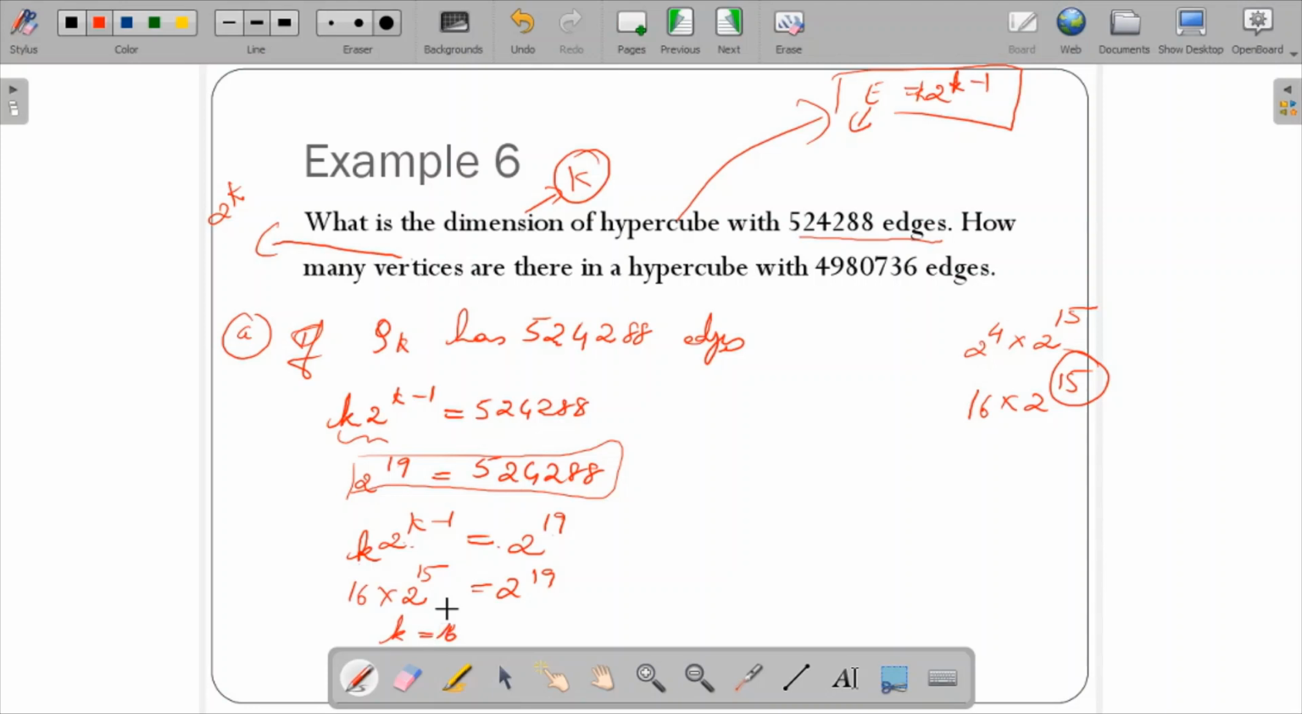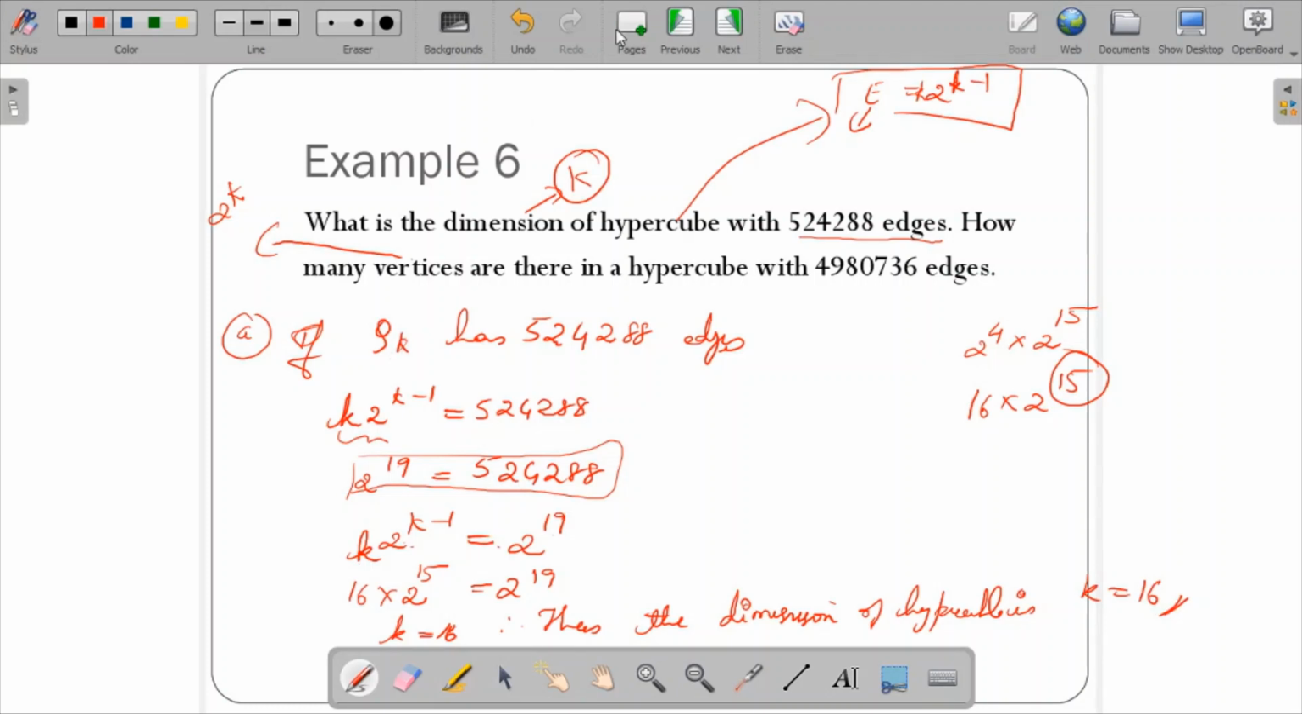Thus the dimension of the hypercube is K equal to 16. So this is regarding the first sum. The second, we'll solve in the next page.